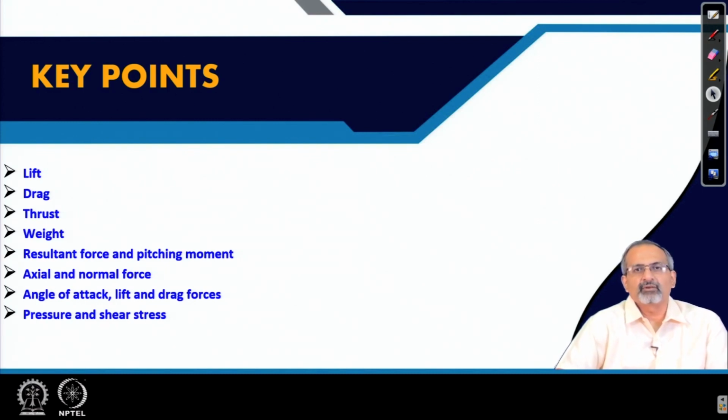The key points of this lecture are lift, drag, thrust and weight, which are all different types of forces which act on an aircraft. Resultant force and pitching moment, axial and normal force, angle of attack, lift and drag forces, pressure and shear stress.